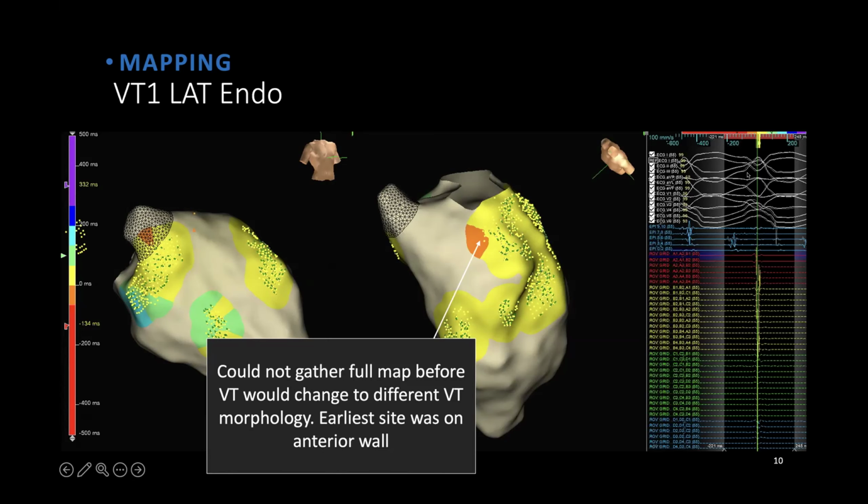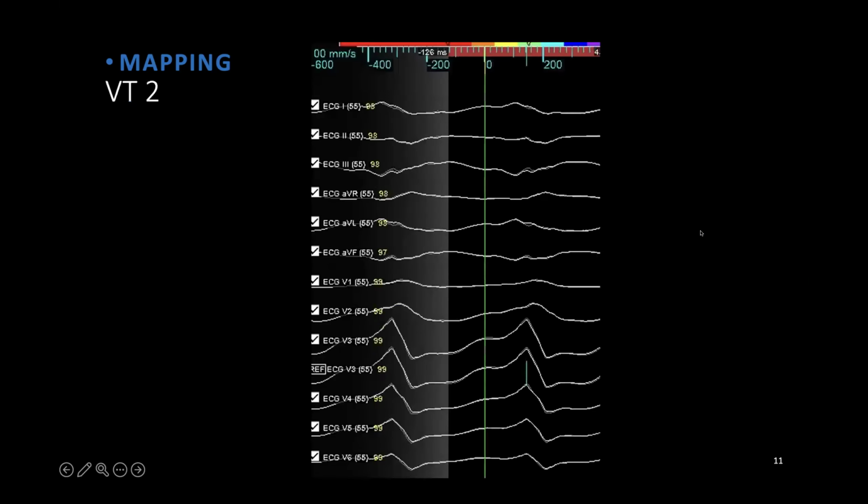If we go with the morphology, it is very negative, a QS complex in lead 1. That tells us it's mostly located in the lateral aspect of the wall. It has an inferior axis, which correlates well with this breakthrough in the anterior portion of the heart, and it is very positive in V5 and V6, which correlates with what we know is basal. And we saw different VTs, with similar but different morphologies.